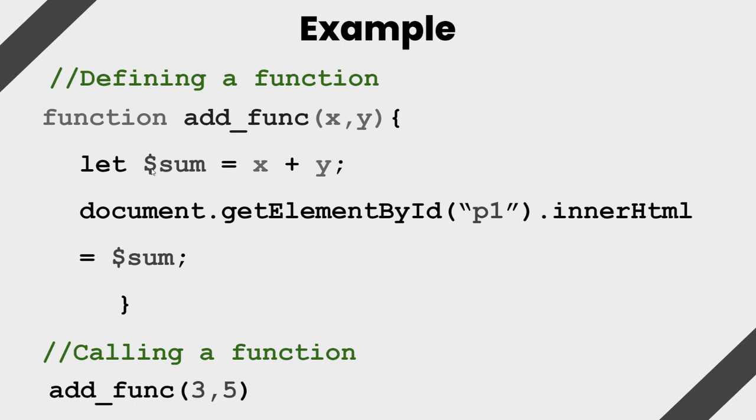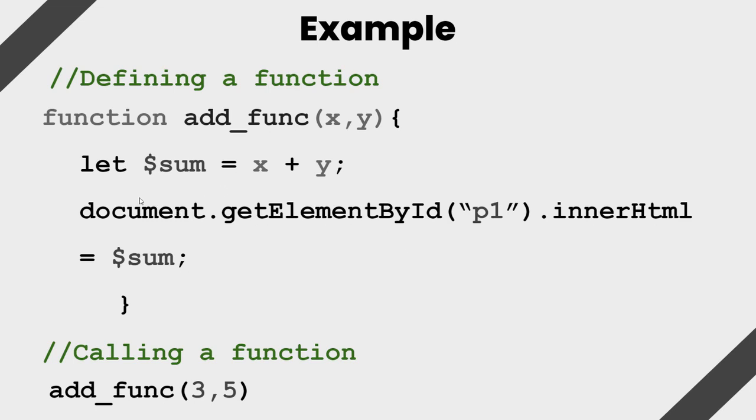Now this particular $sum we have here, we are outputting the value for the addition of this using the document.getElementById, which we already know about. So this would actually output the addition of these two parameters on our browser.